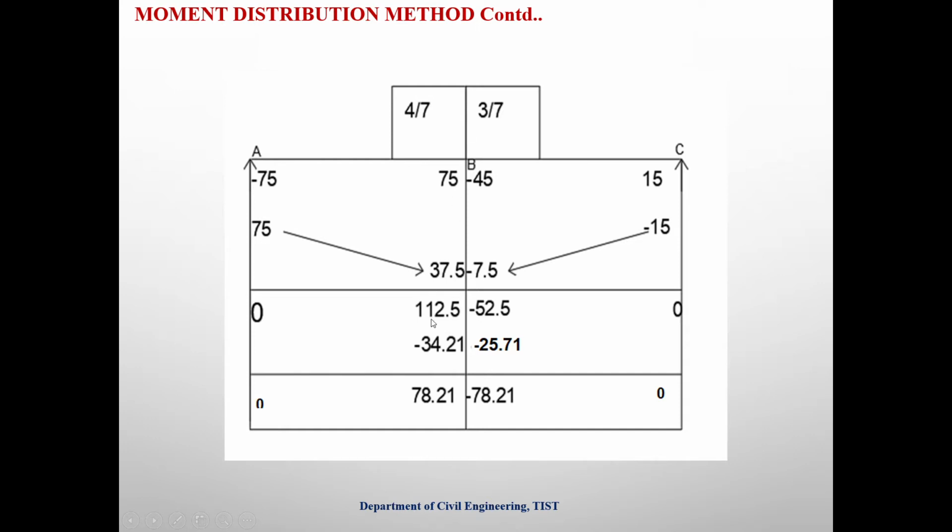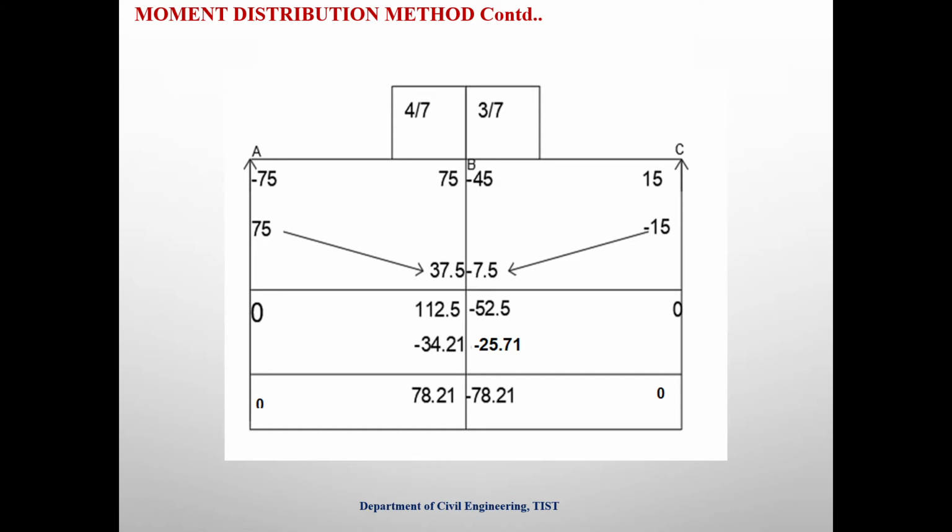That means we have to substitute 4 by 7th of minus 60 here and 3 by 7th of minus 60 here. When we apply some moments like this, if the far end is fixed, there should be some carryover. But in both the cases, the far end is not fixed, both are simply supported. So that means there should not be any carryover. Then find the sum. This is 0, 78.21, minus 78.21 and this is equal to 0.